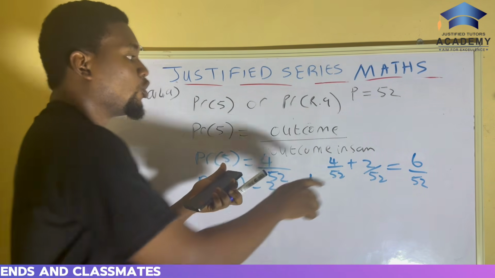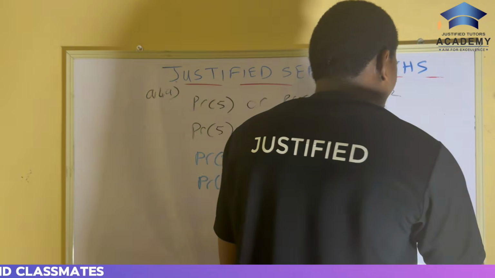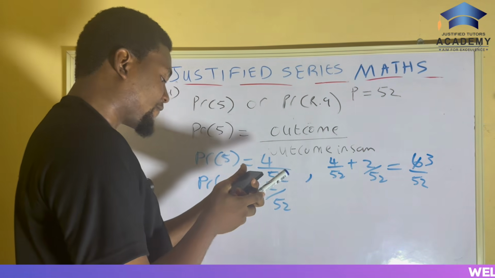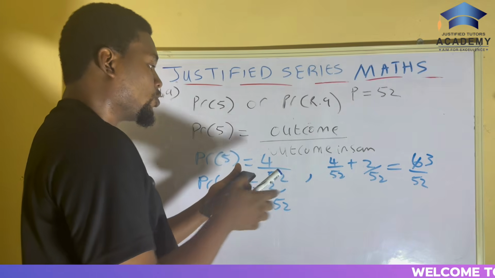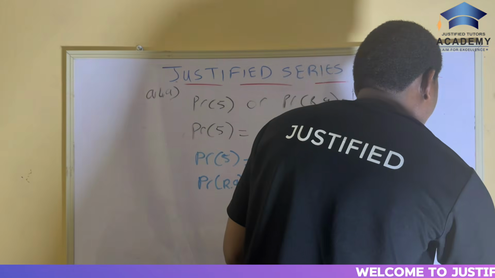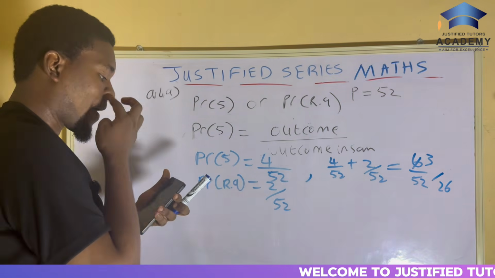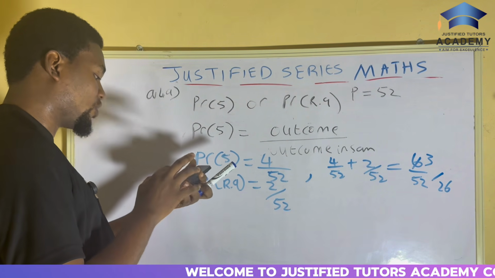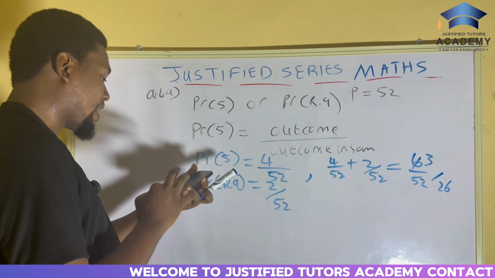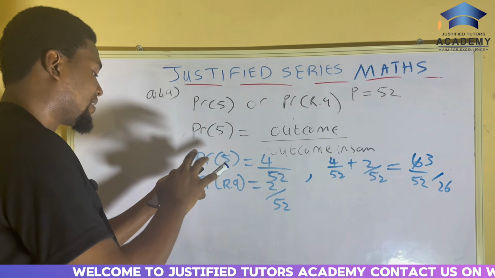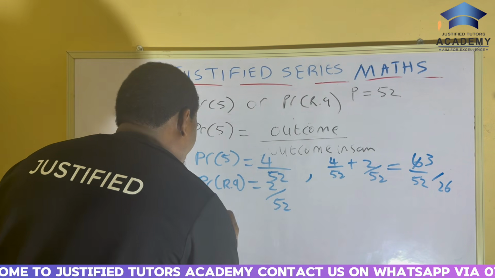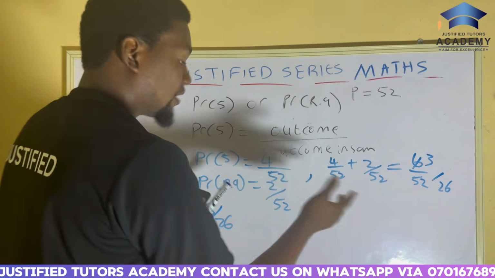Okay, 2 cannot go here. So, 2 in 6 will give us 3, if I'm not mistaken. And then 52 divided by 2 gives us 26. Right? Can 3 go into 26? No, it cannot. So therefore, our final answer becomes 3 over 26. That's the answer. It's as simple as that.